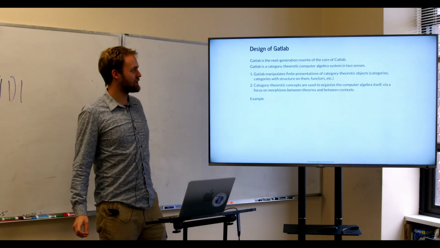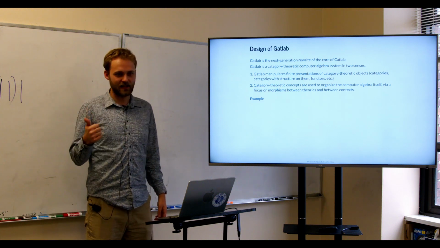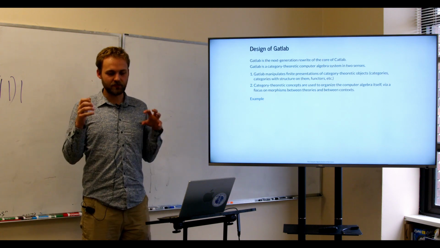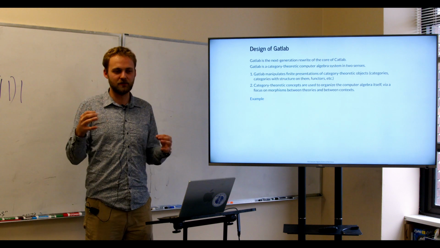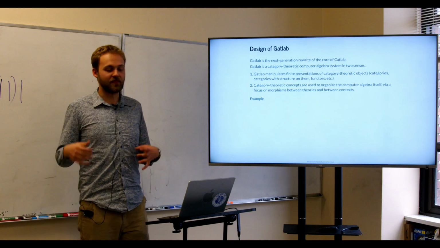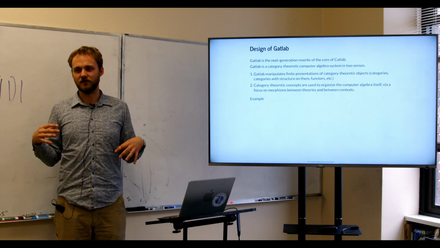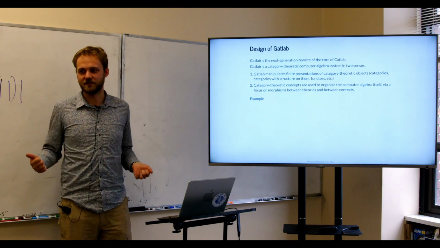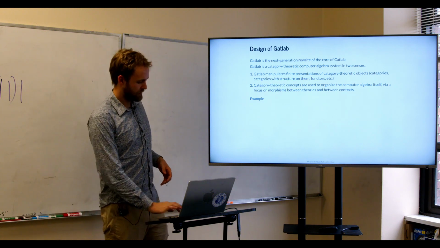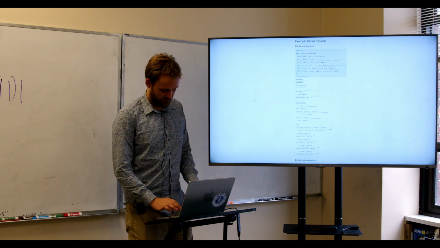And GATLab is a category theoretic computer algebra system in 2 senses. The first sense is that we manipulate theories of categories. So it's a computer algebra system for doing category theory. But the second sense is that it's a computer algebra system that's organized by category theoretic concepts. So morphisms, nonlinear syntax, functorial semantics, etc. So let's look at what this looks like. Let's make this a bit bigger.